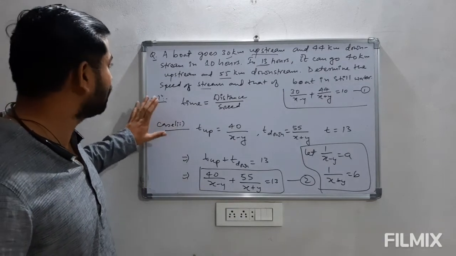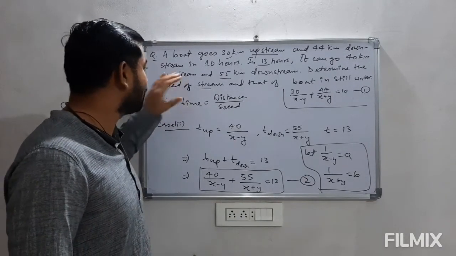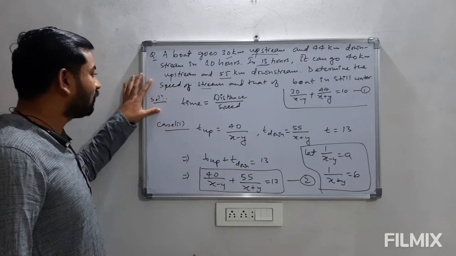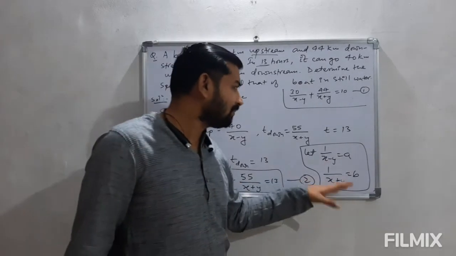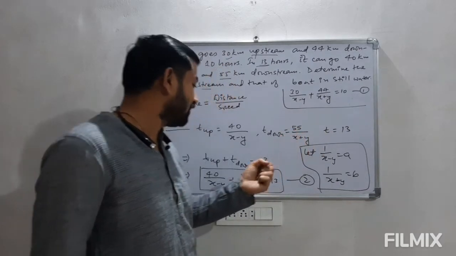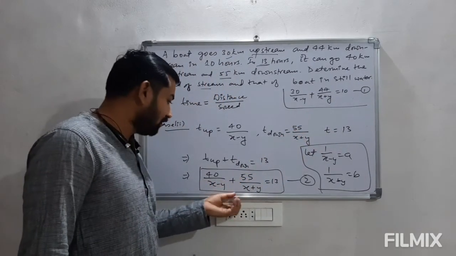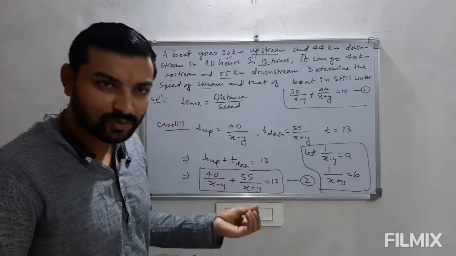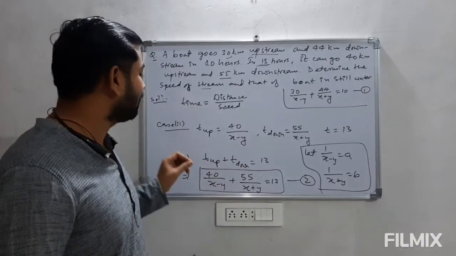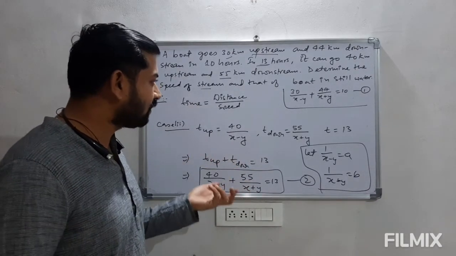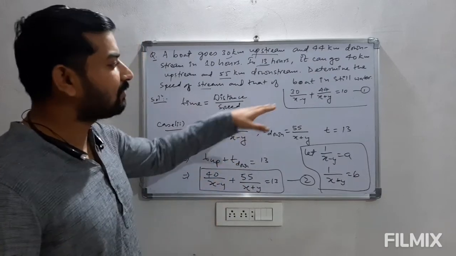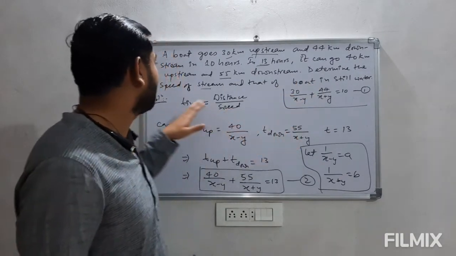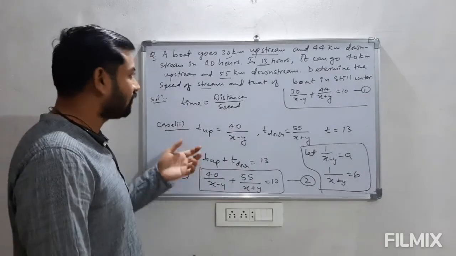So my intention was to discuss the meaning of upstream and downstream and how to frame the equation here. In a word problem, the solution part is not tough. Anyone can solve these questions if they have solved the simple questions of reducible to linear form equations. But here the most important part is how to make the equations in terms of variables so that we can solve it and get the values. Once you get the values of x and y, that is nothing but the speed of the boat in still water, that is x, and the speed of the stream, that is y. So this is all about this.